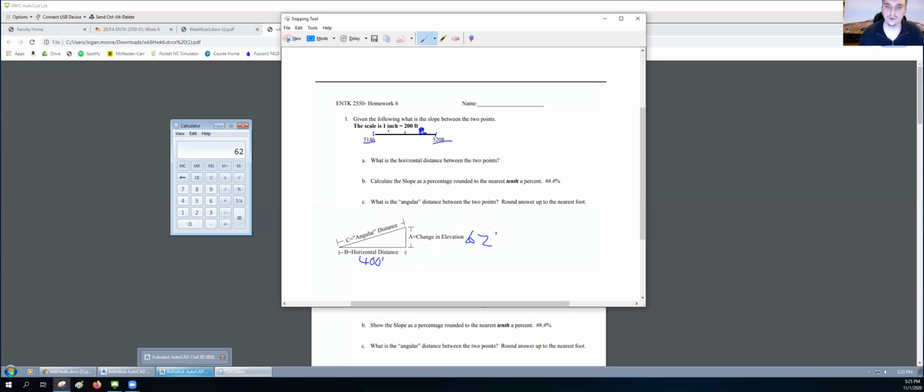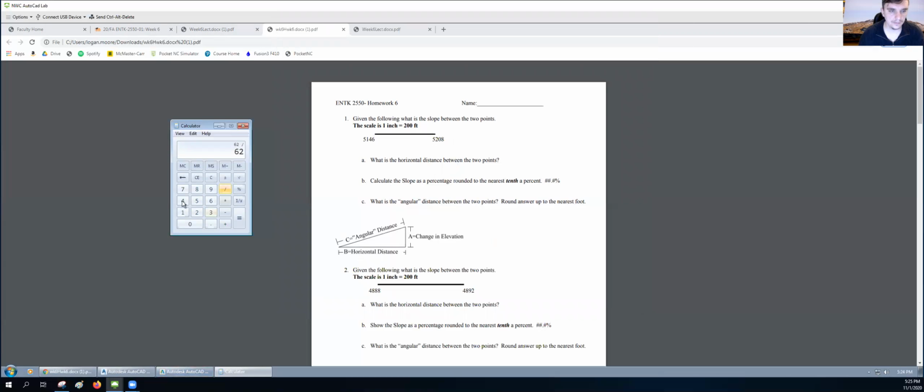Okay. The horizontal distance between the 2 points, we already figured that out. It's 400 feet. And this is your rise. So calculate the slope. So it's rise over run. So 62 over 400. You can literally just type that in the calculator. So 62 divided by 400 is 0.155. So then you multiply it by 100 to actually get your percent. So times 100, or you just move the decimal over.